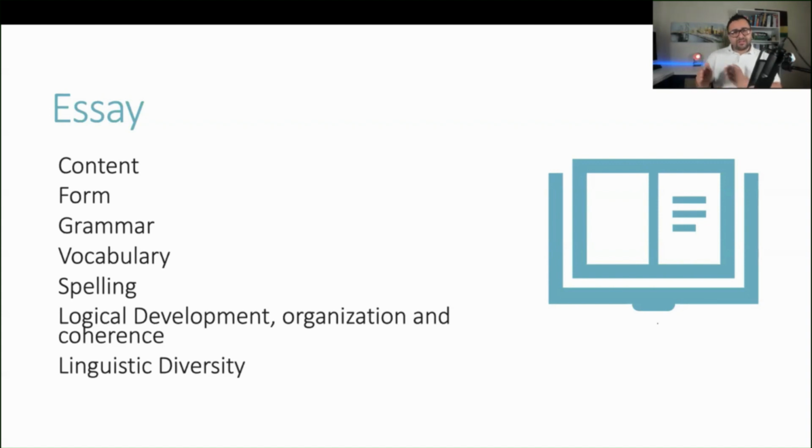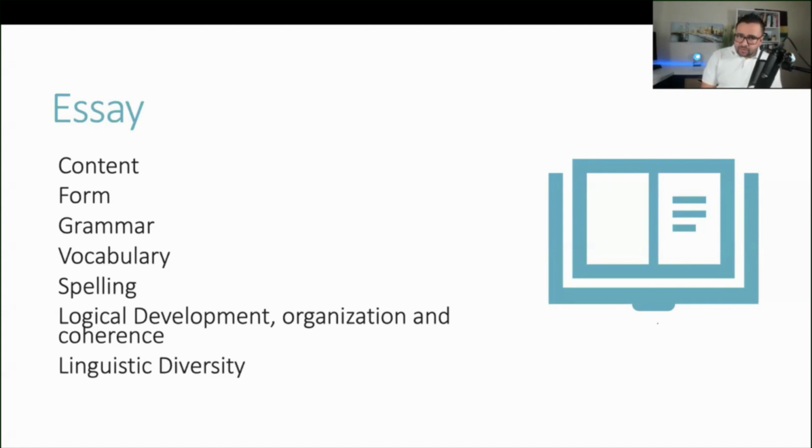Don't try to repeat the same type of sentences all the time. Try to change the sentence length and the complexity level, but try to make it as easy as possible, as simple as possible. If you do that, then you can get the maximum score for essay as well.